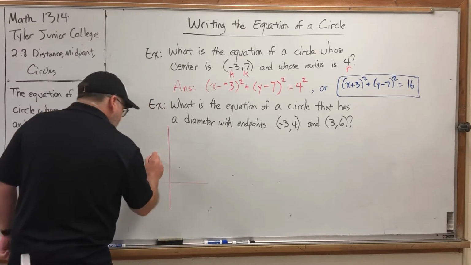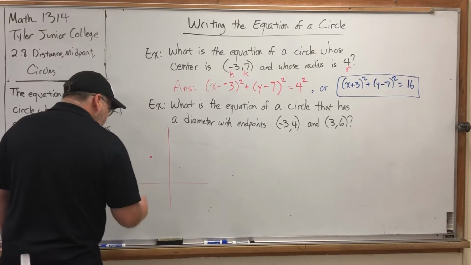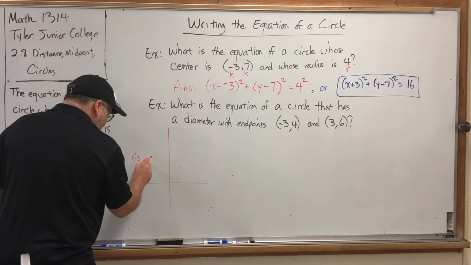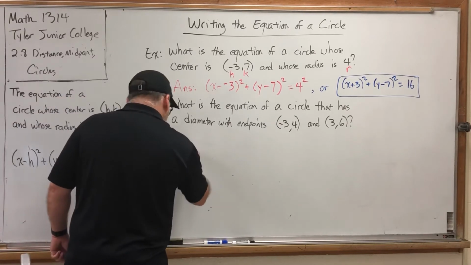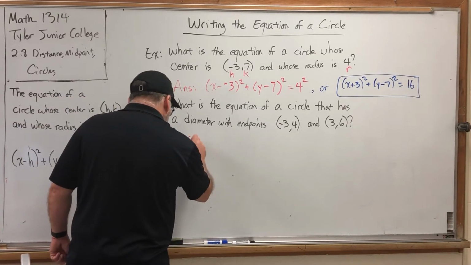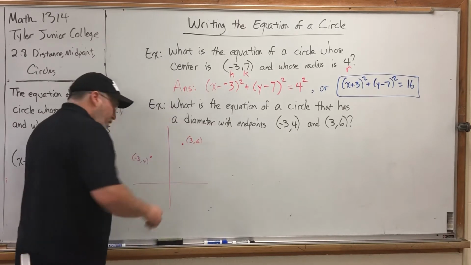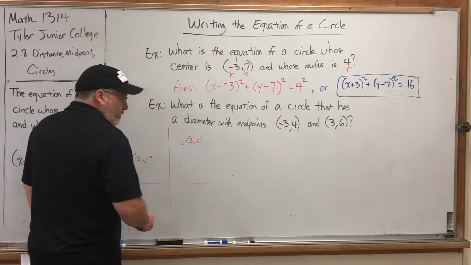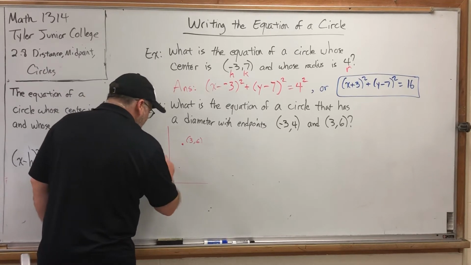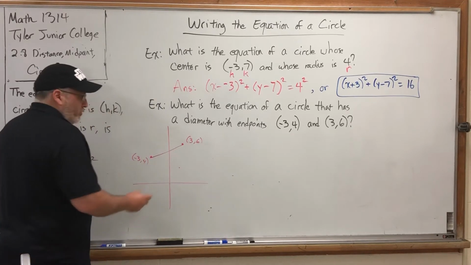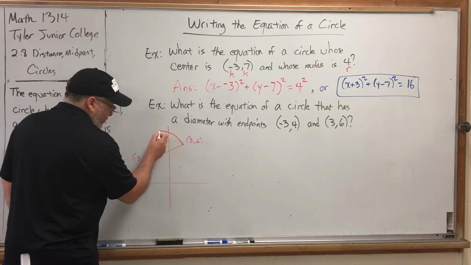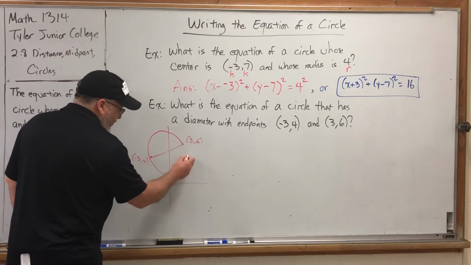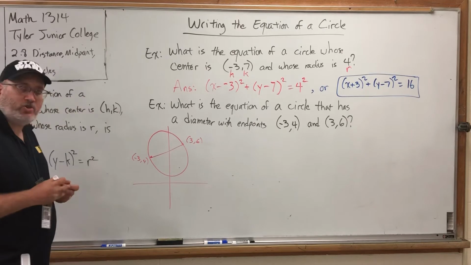-3 comma 4 is about here, so we'll label that -3 comma 4. 3 comma 6 is about here. I could put marks and find them more accurately, but let's just say that's where they are. And we're told that these are the endpoints of a diameter. Remember, in a circle, the diameter goes all the way across. So this is the picture that's being described.